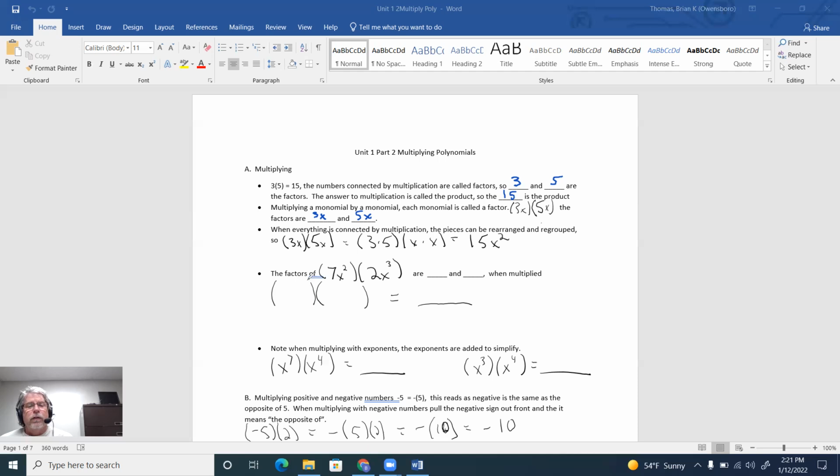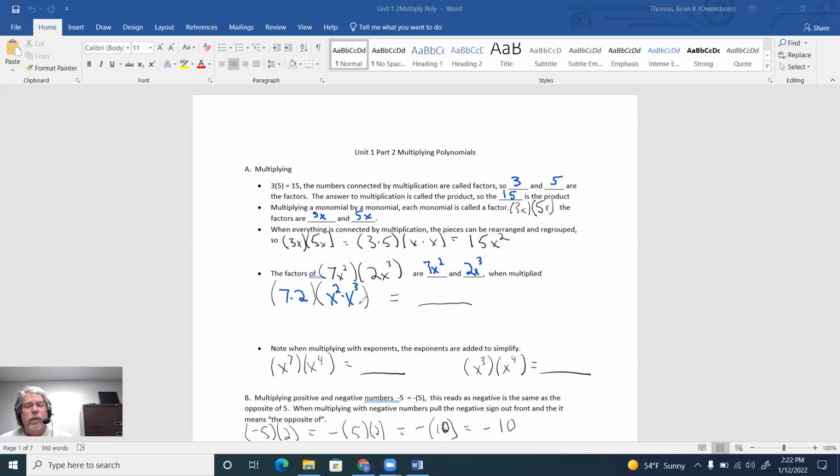So I look at this next problem: 7x squared times 2x cubed. Notice how these monomials are also called the factors. So the factors of this expression are actually the two monomials. 7x squared is the first factor, and 2x cubed is the second factor. When multiplied, I'm allowed to do this, and I'm going to show it on paper, but we're allowed to regroup where the numbers can go together. So that 7 times 2 can go together, and this could be a mental step. And the x's can go together. And so we have x squared times x to the third.